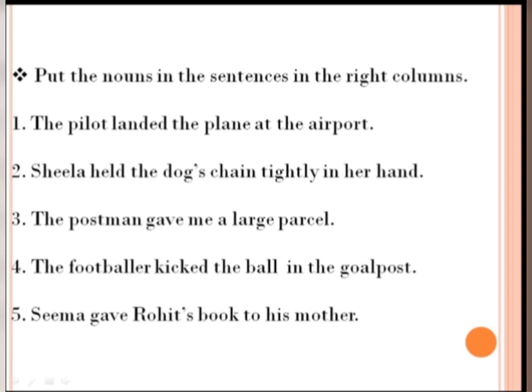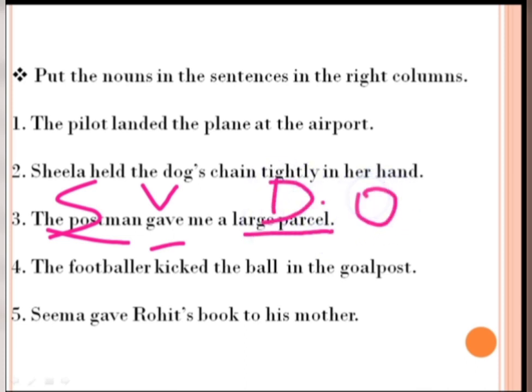Next example, the postman gave me a large parcel. Here, the postman is what? Subject. Gave. Gave is what? Verb. Ask the question to the verb with what? What did the postman give? Large parcel. So, large parcel is what? Direct object. To whom is it given? To me. So, me is an indirect object.